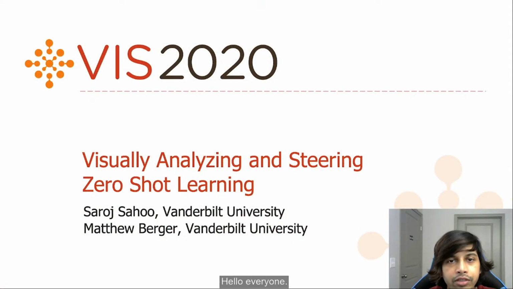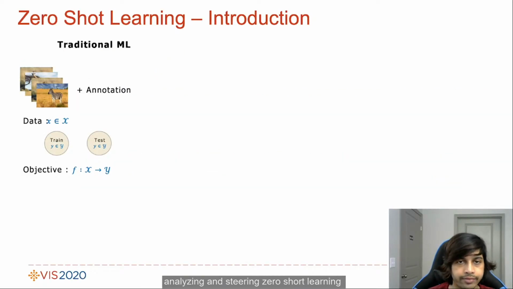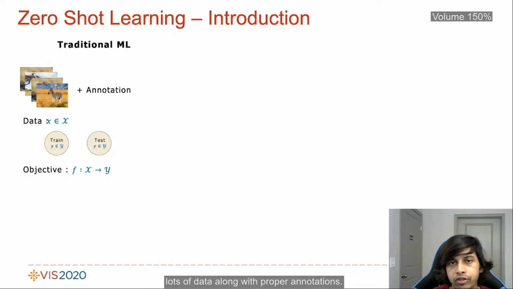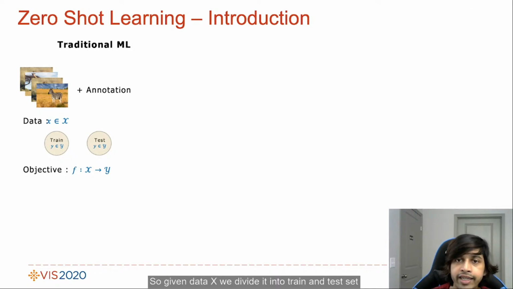Hello everyone, I'm Saroj and I'll be presenting our work on visually analyzing and steering zero-shot learning. Given the task of object recognition, most of the traditional machine learning algorithms are based on supervised learning, wherein we provide the model with lots of data along with proper annotations. So given data X, we divide it into train and test set. The objective is to learn a mapping from X to Y, where Y is the set of categories.